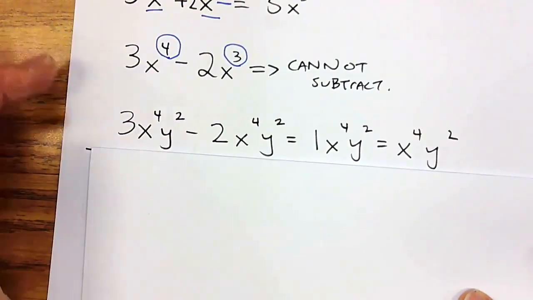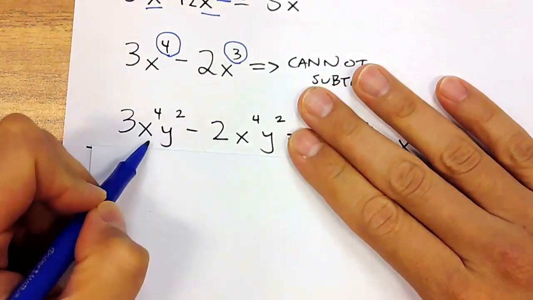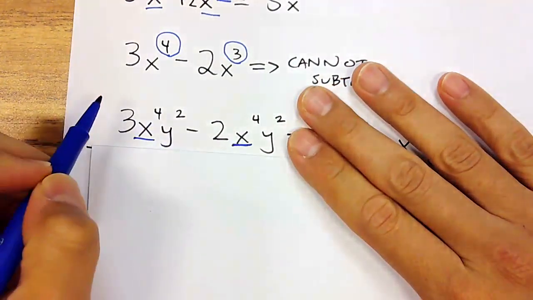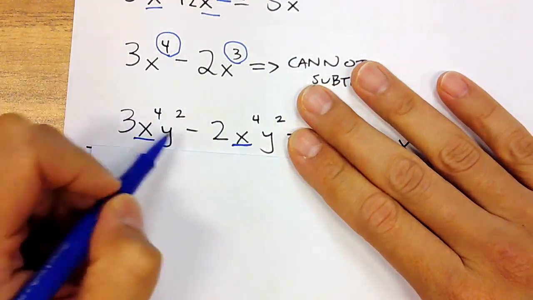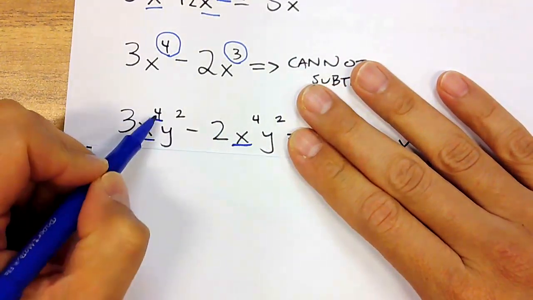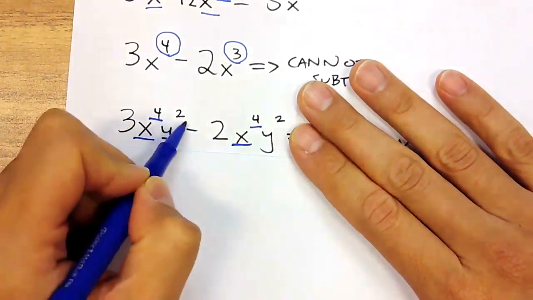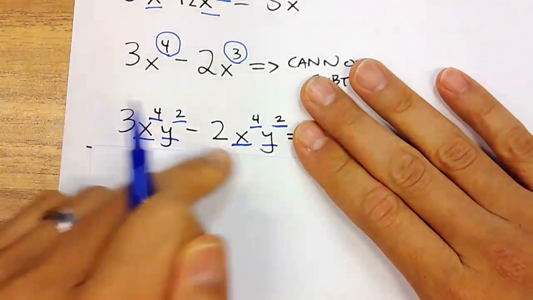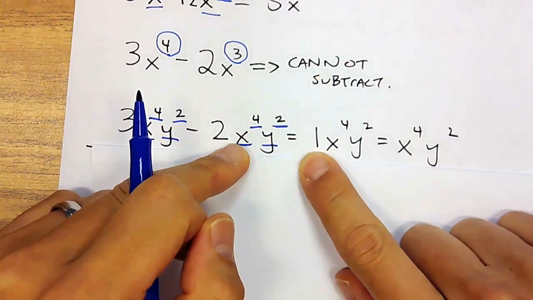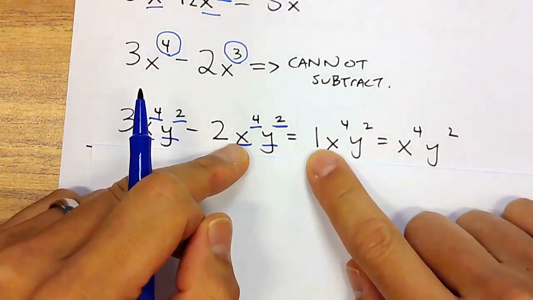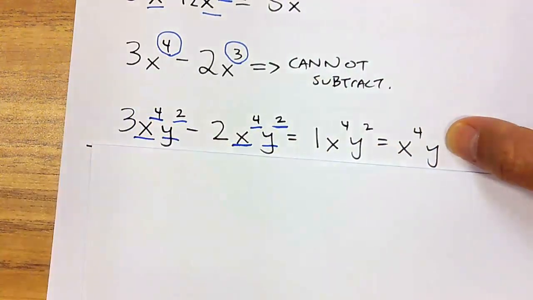So what about this, right? Here we have 3x to the fourth y squared minus 2x to the fourth y squared. Since we have the same variable and the same exponent, x to the fourth y squared, now we can collect the like terms. So 3 minus 2 is just 1. Now remember, when it's just 1, x to the fourth y squared, you can just get rid of the 1. It's an invisible 1 right there if you just leave it like that.